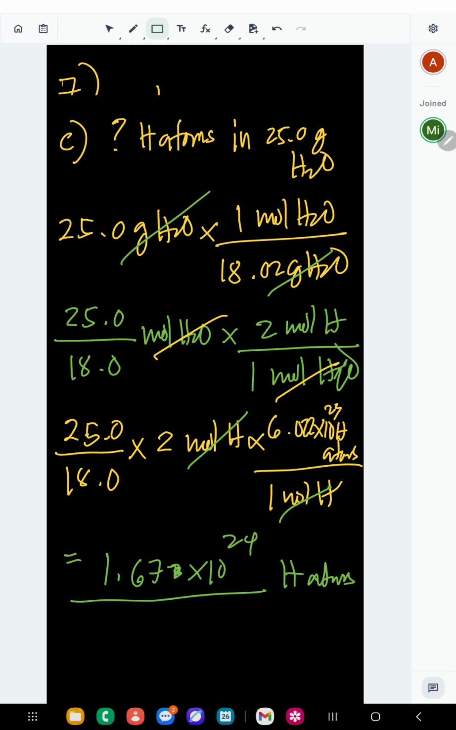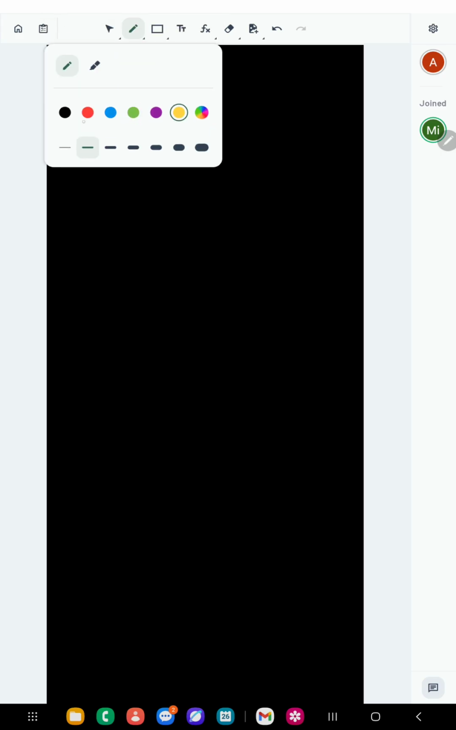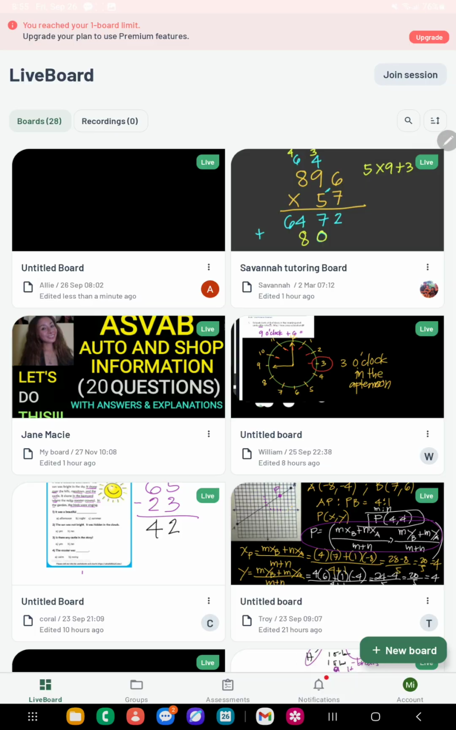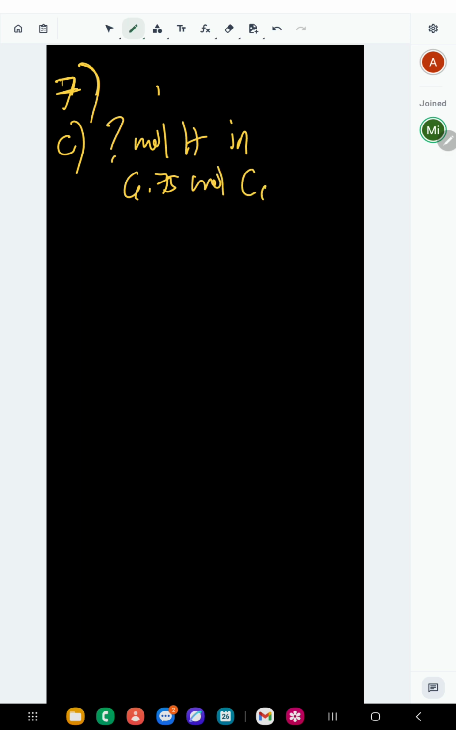And then for letter D, hey, what happened to the light? Okay, for letter C, how many moles of hydrogen in 6.75 moles C6H5NO2? Oh, that's a lot to calculate the molar mass.